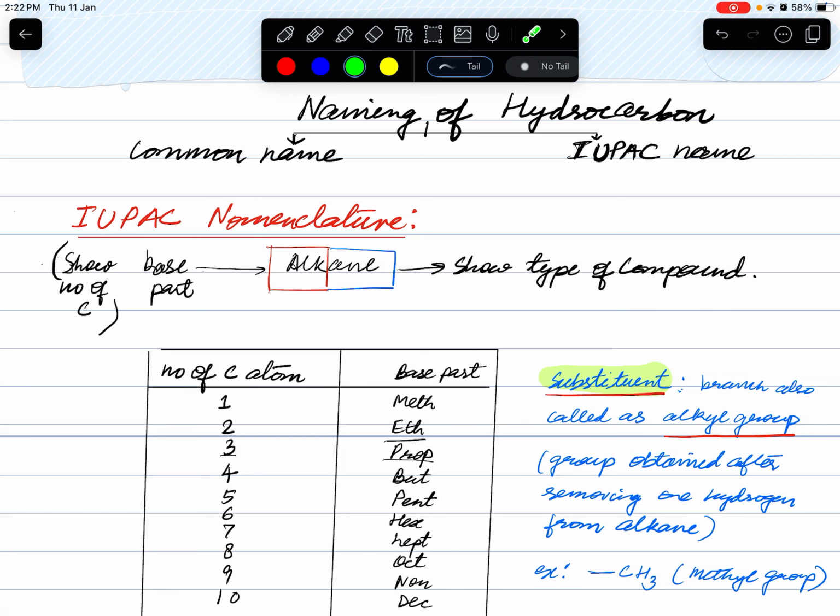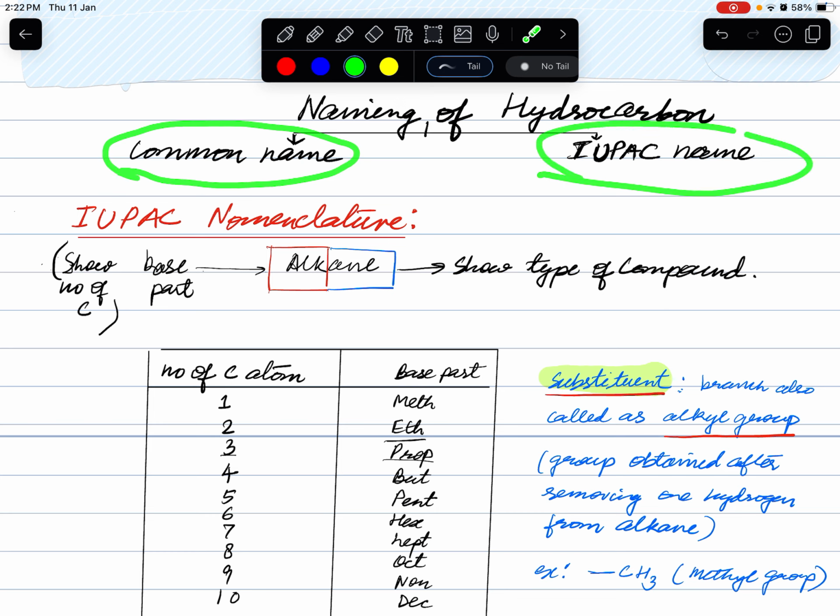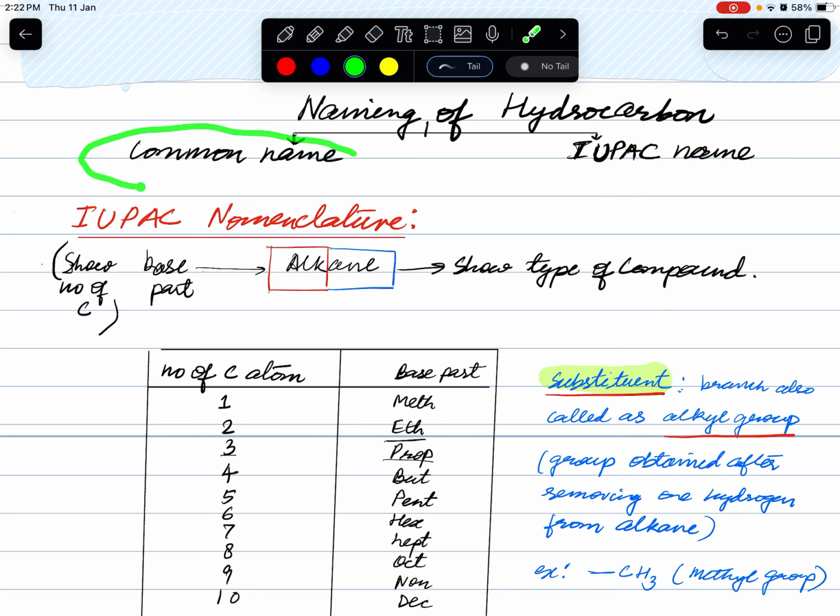We are doing carbon and its compounds, and today we will be discussing how to name any hydrocarbon or any carbon compound or any organic compound. Now, any hydrocarbon or organic compound is normally given two names, common name and IUPAC name. Common name is given for very simple hydrocarbons. For the complex ones, we do not give a common name.